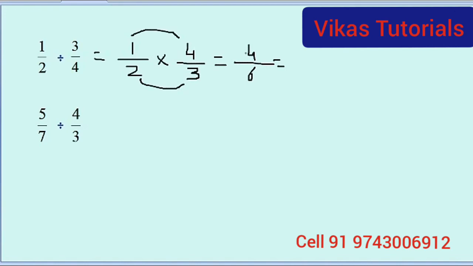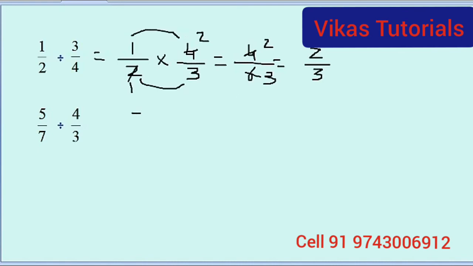Now both the numbers can be cancelled by 2. 4 and 6 are divided by 2. So 2 2s are 4, 2 3s are 6. The answer is 2 by 3. Okay, same number, if I do the cancellation at this stage only, like 2 1s are 2, 2 2s are 4. Then 2 into 1, 2. 3 into 1, 3. So anyway, the answer will be the same.